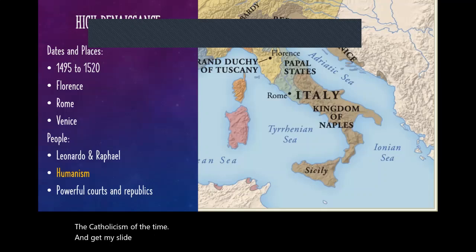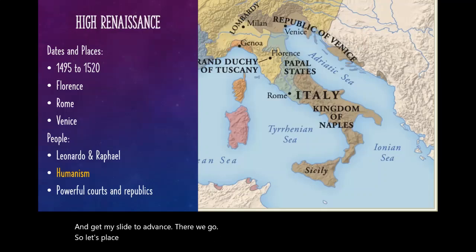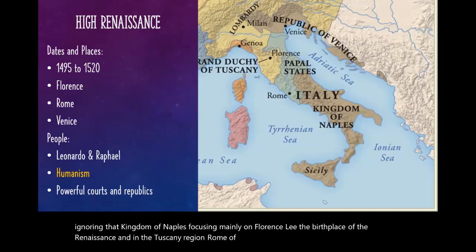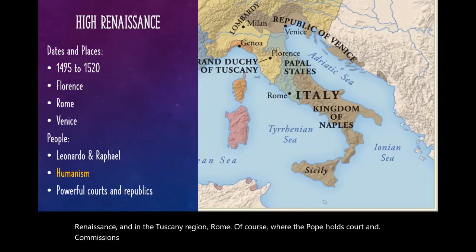So let's place ourselves geographically. Once again, we are focusing on Italy in just a few parts, ignoring that Kingdom of Naples, focusing mainly on Florence, really the birthplace of the Renaissance, and in the Tuscany region, Rome, of course, where the Pope holds court and commissions work from both Raphael and Michelangelo. And we're also going to look at Venice to establish kind of almost a two-part dichotomy of philosophy on art.